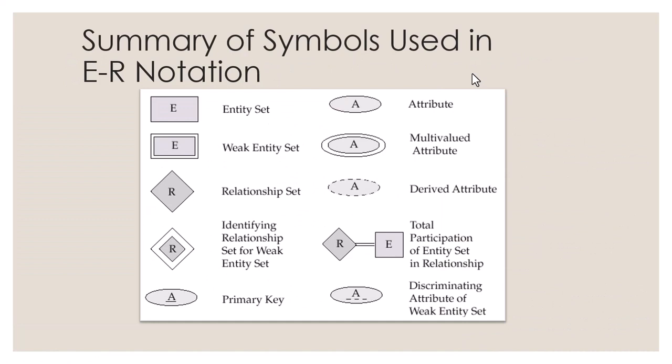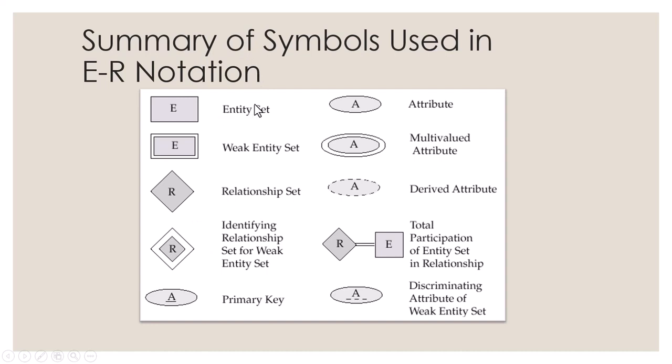Let's summarize what we have gone over the past couple of weeks. Our main idea is the entity set. It's going to be a rectangle, and connected to an entity set, we usually have a set of attributes. That's going to be an oval. Connecting two or more entity sets is going to be our relationship set, and that's going to be in a diamond shape.